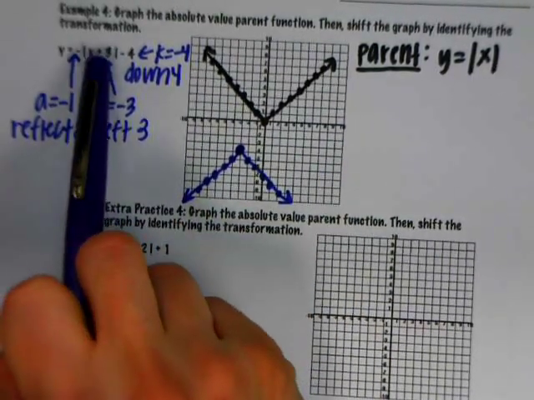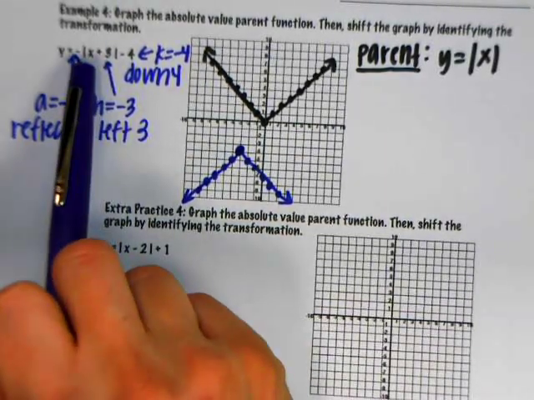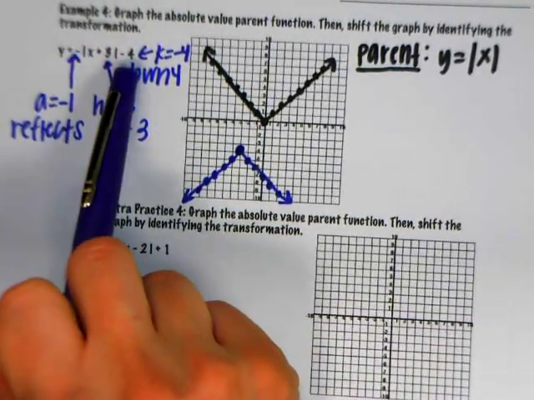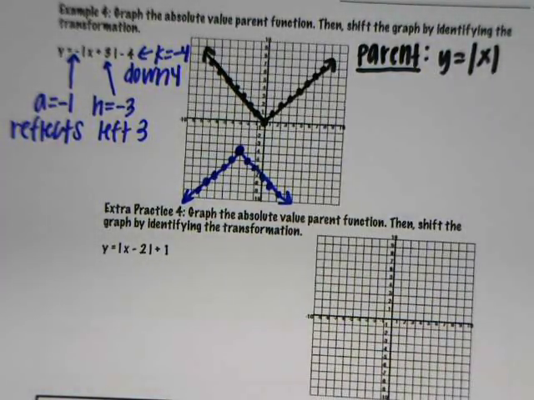So the reason why this is going left 3 is because h is negative 3. The normal formula is x minus h. So the only way that turned to plus 3 is if a negative 3 was plugged in with the minus. Does that make sense? Okay.